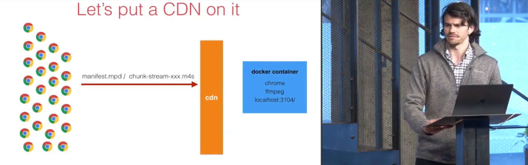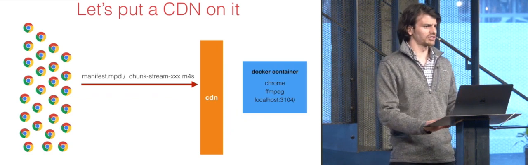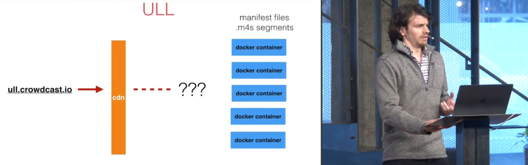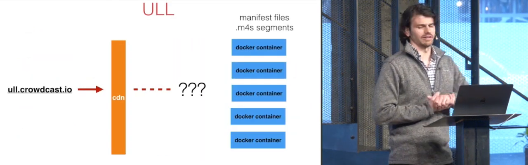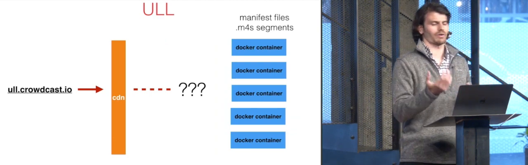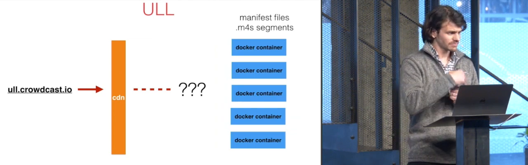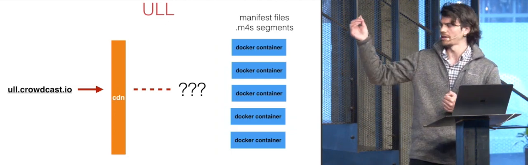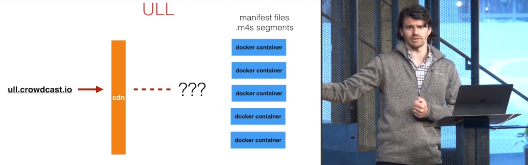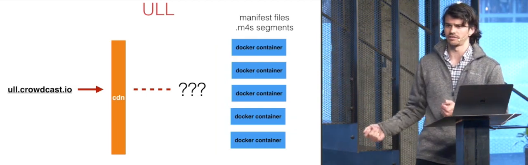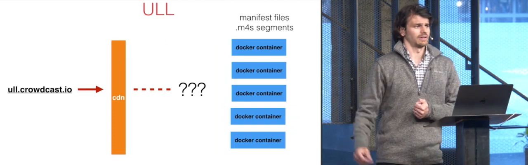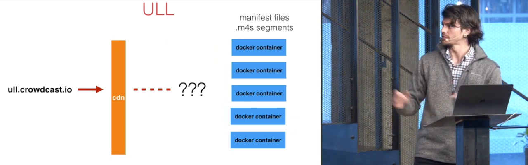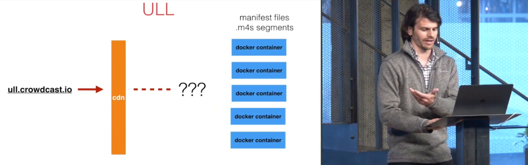How are we going to put a CDN in front of this? Now, normally if you have a static origin with static files, it's really easy to put a CDN in front of this, but this gets a little more complicated. So the setup we have, let's say we create a CNAME record ULL for ultra low latency, ull.crowdcast.io, and point that to a CDN. If the CDN has a cache miss, how's it going to know what origin to go to? We basically are running a Docker container for every single Crowdcast event. So those are spinning up dynamically. Each of those Docker containers is behind a different host. And inside that Docker container, we're running Chrome, we're running FFmpeg, and we're running that ULL server. So how's the CDN going to know what origin to actually hit?